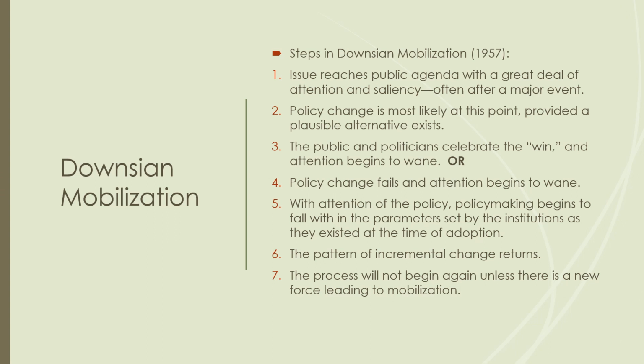This idea is actually referred to today as Downsian mobilization. And we talk about this. I put 7 steps. There could be slightly more, slightly less, depending on how you divide these up. But it says an issue reaches the public agenda with a great deal of attention and saliency. It's often after a major event, so it's not in any way counter to this idea of punctuated equilibrium. Policy change is most likely at this point. Everybody's paying attention. Everybody sees that there's a problem that desperately needs to be solved. But now you're on the clock.